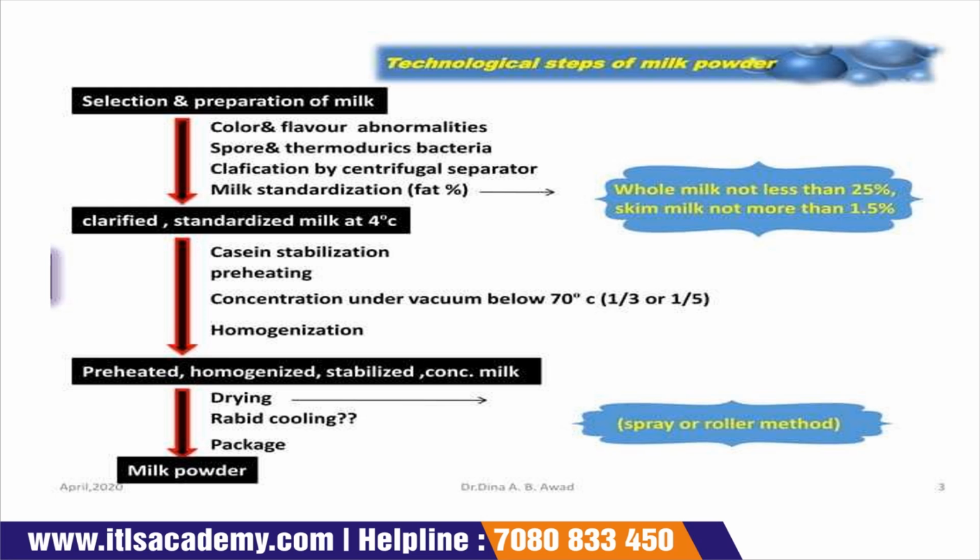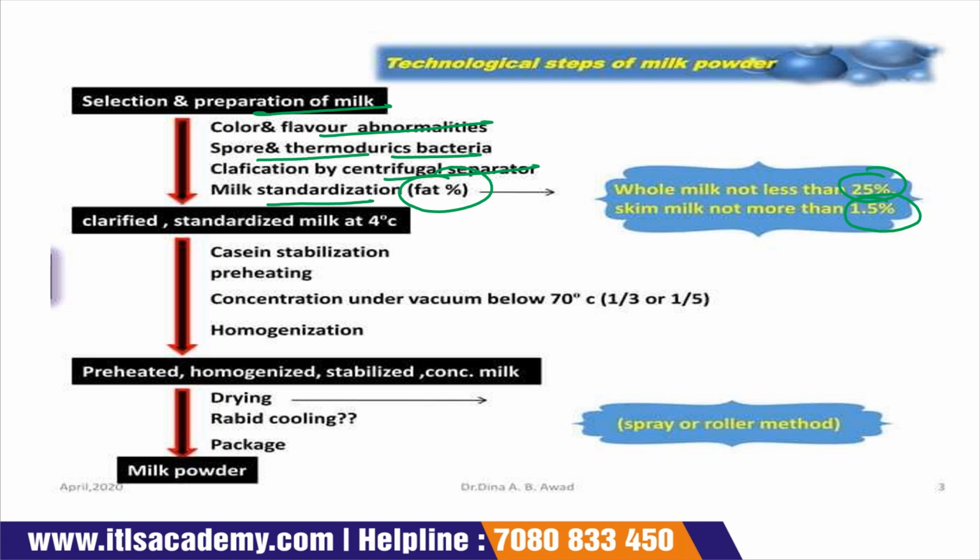Technology steps of milk powder. First of all, we have the selection and preparation of the milk: color and flavor abnormalities, spore and thermodynamic bacteria, clarification by centrifugal separator, and milk sterilization. Fat content is around not less than 25% for whole milk and not less than 1.5% for skim milk. So when we prepare milk powder, first of all we have to select a milk and then prepare it.